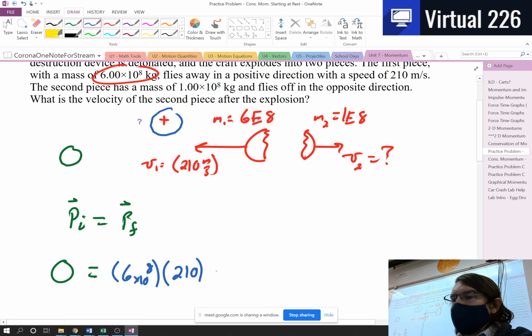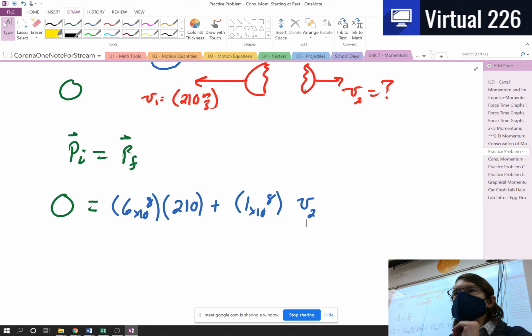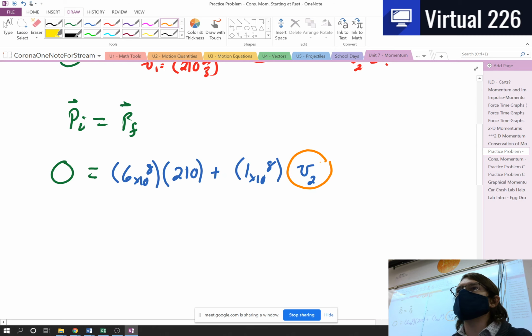And for our second object, when we add it, we have the second mass, 1 times 10 to the 8th kilograms, and then some unknown v2, which, if it's going in the opposite direction, should be negative. We should get a negative number for it, but we're not going to put the negative in the problem. It hopefully will come out to be negative, okay? So, if I want to solve this, I just need to solve for v2 here.